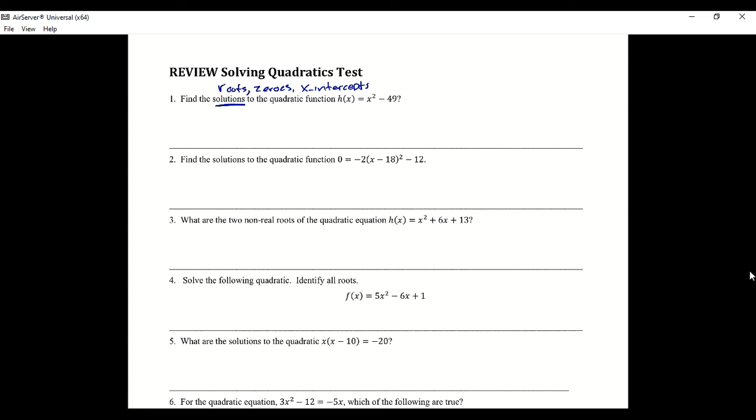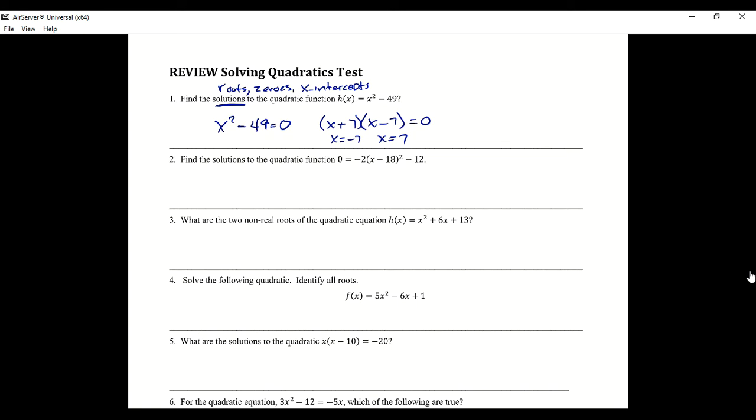Now we have x squared minus 49. Since we're looking for the zeros, we're going to set this equal to 0. Now, this is a difference of squares, so we can do it by difference of squares. We take the square root of x squared plus the square root of 49, minus the square root of 49 equals 0. So we have x equals -7, x equals 7.